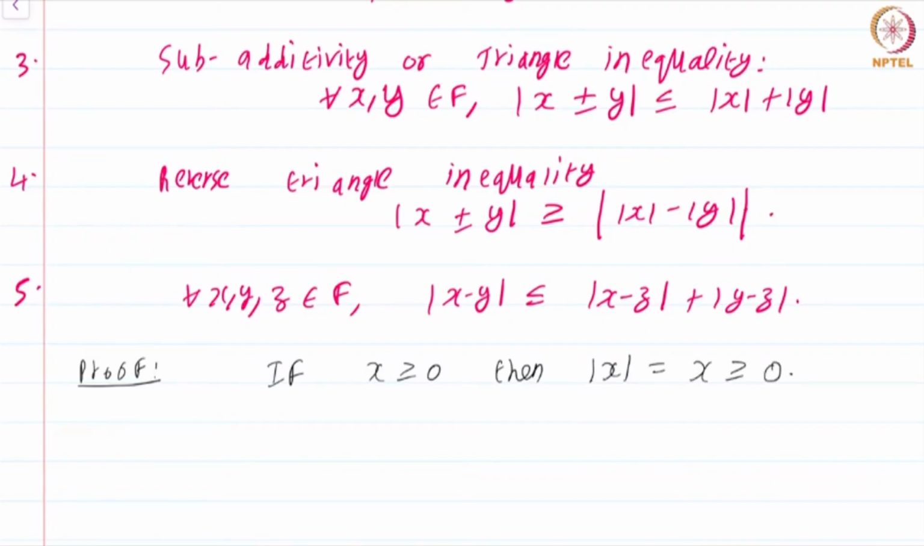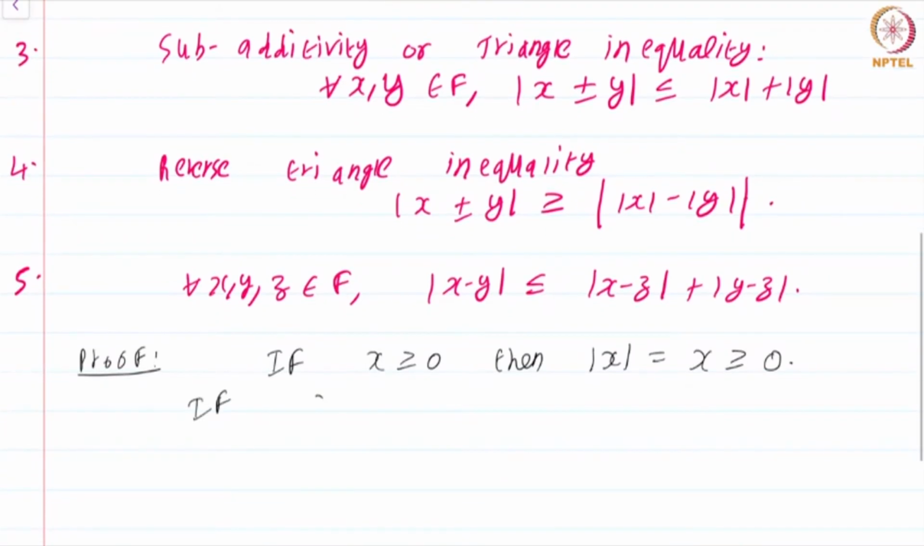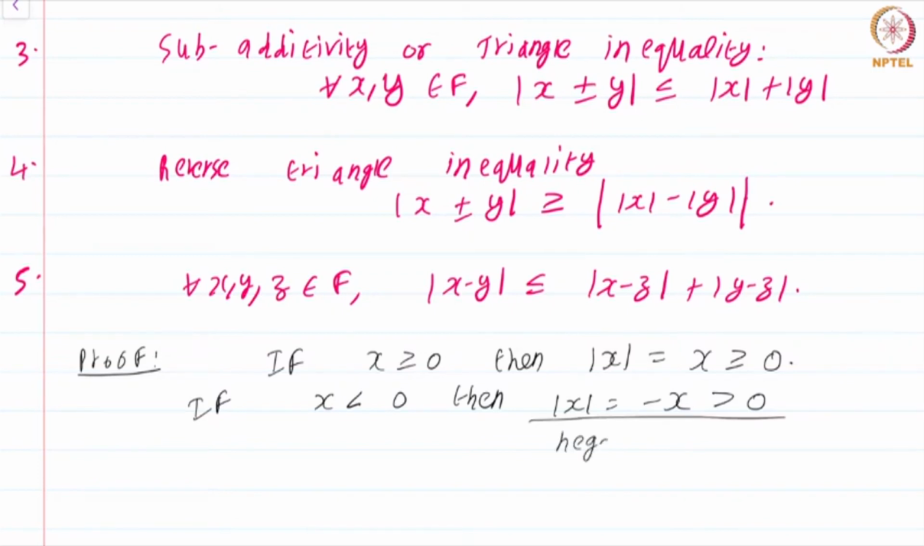If x is less than 0, then mod x, which is equal to minus x, is also greater than 0. Okay. Where the fact that if x is less than 0, minus x is greater than 0 follows from the fact that the negative of a negative element is positive. It's one of the properties of an ordered field.